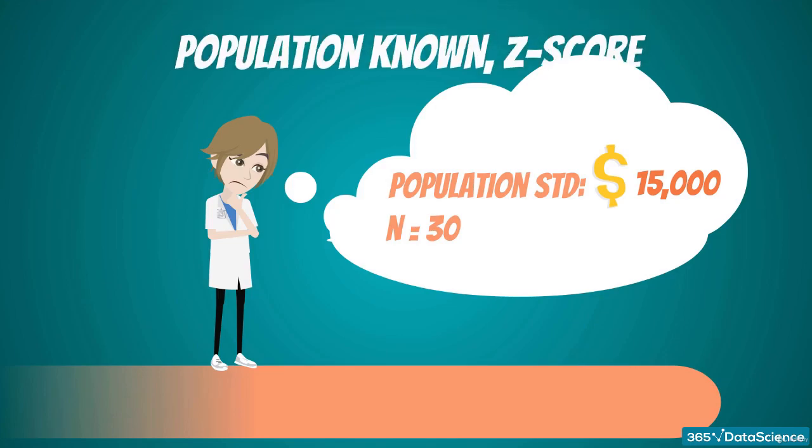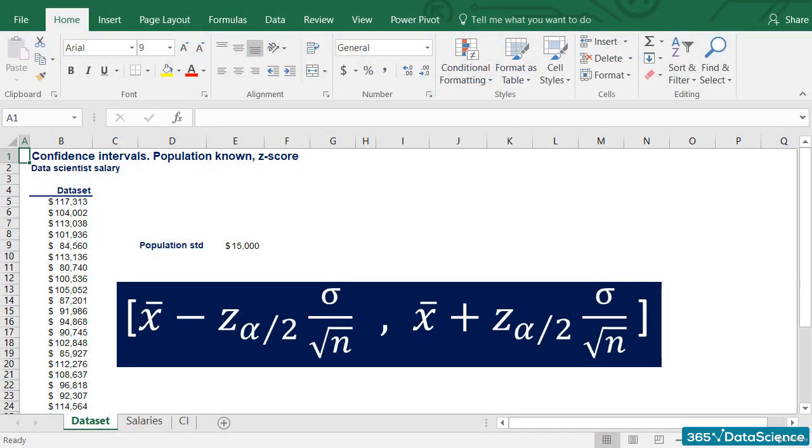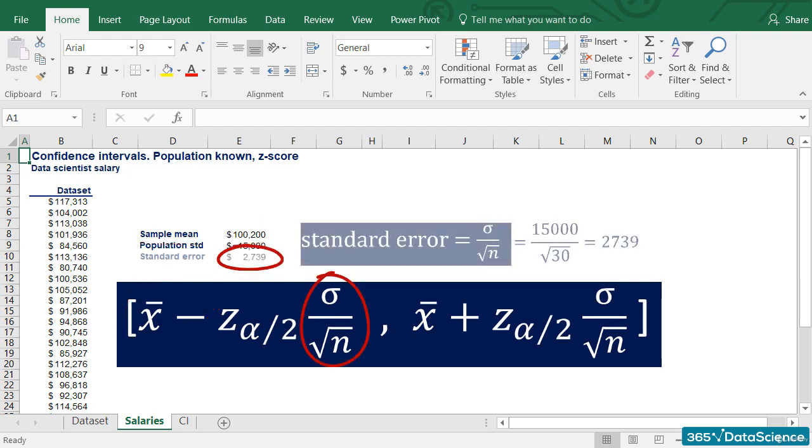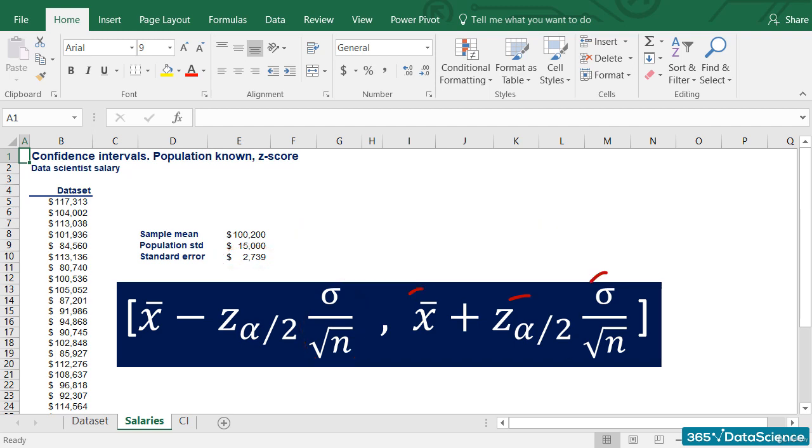The formula for the confidence interval with a known variance is given below. The population mean will fall between the sample mean minus z of alpha divided by 2 times the standard error and the sample mean plus z of alpha divided by 2 times the standard error. The sample mean is the point estimate. You know all about the standard error already, so let's compute it using the formula.